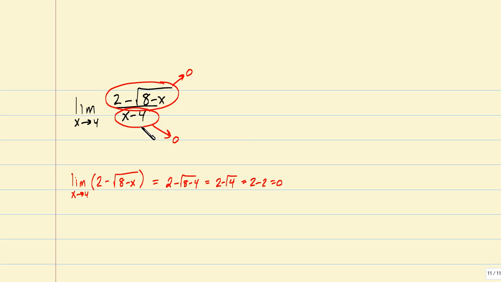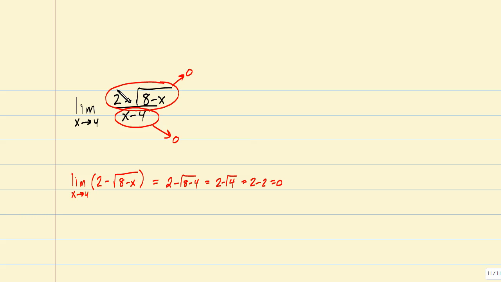But how in the world do we find that common factor here? It requires a bit of a trick. What we're going to do is rationalize not the denominator, but the numerator. We're going to get rid of the radicals present in the numerator.